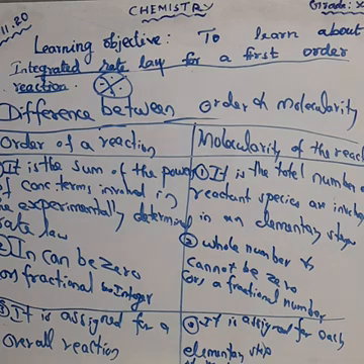Order of the reaction can be zero or fractional. The molecularity of the reaction cannot be zero or a fractional number, but is a whole number. The order of the reaction is assigned for the overall reaction, while molecularity is assigned for each elementary step of the mechanism.